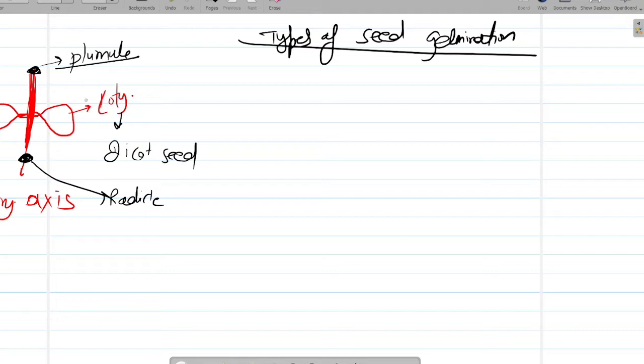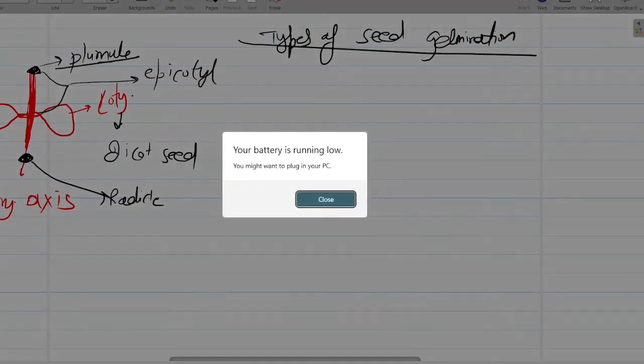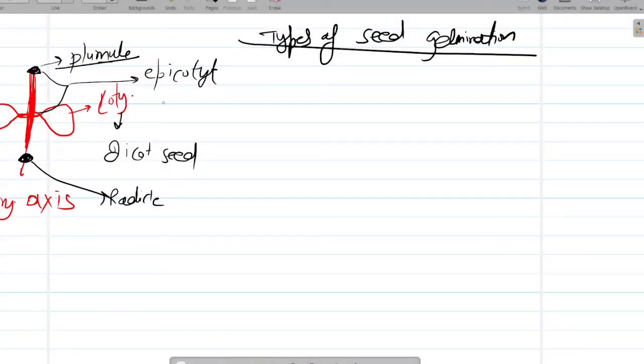Now the area between plumule and cotyledon will be called the epicotyl. And the area between radicle and cotyledon will be called the hypocotyl. Now during germination you can see two positions.